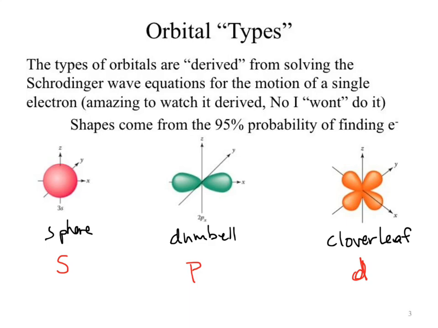So remember, as you go up in energy levels, you add a new orbital type. If we start at the 1 energy level, we start with S. Any ideas why we'd start with the S and not, say, the P or the D?